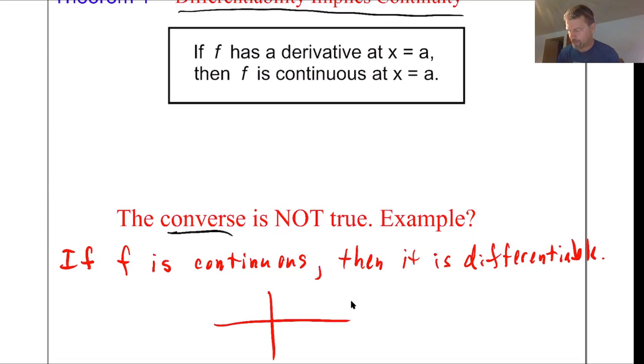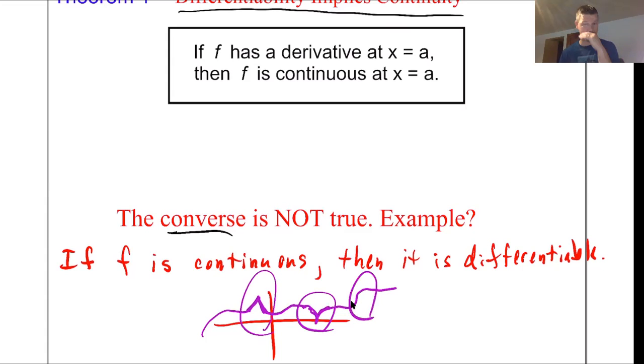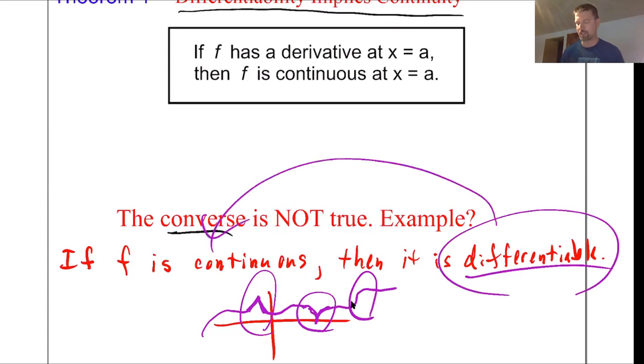All right, here's some examples. I've got a function there that is clearly continuous, but I've got 3 problems for differentiability. It's not differentiable there. I tried to make that a corner. It's not differentiable there because of the cusp. And it's not differentiable there because I've got a vertical tangent, right? So I can be continuous without it being differentiable, but I can't go the other way around. If it is differentiable, then it absolutely has to be continuous.